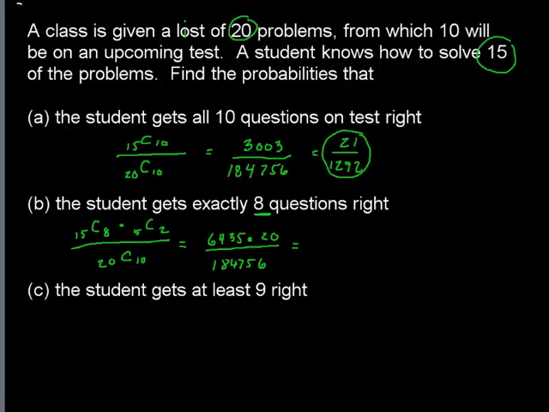Wait a minute. I think I did one of those wrong. 5 choose 2 is 10. Sorry, I messed up. 5 choose 2 is 10. So you get 225 out of 646, after you reduce, of course. I multiplied the top and then divided and then just reduced and changed it to a fraction.